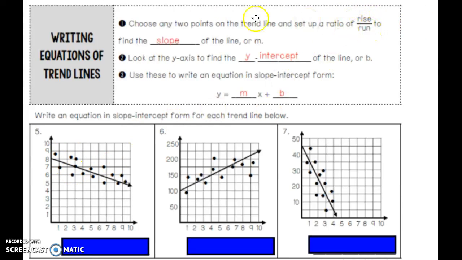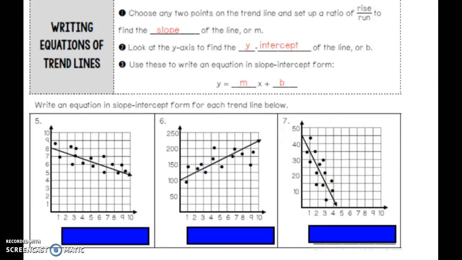you could use the slope formula, but typically when you have the graph in front of you, you can do your slope triangle. After finding the slope, you can look at the y-axis to find the y-intercept. Then you'll write the equation in slope-intercept form. So remember, it's going to be in the format y equals mx plus b. So we're going to practice a couple examples together, and you're going to try some after.